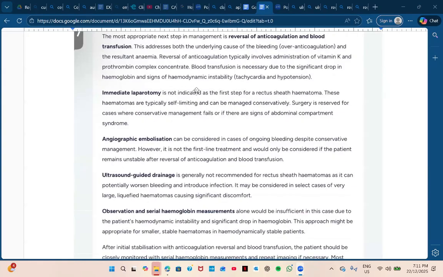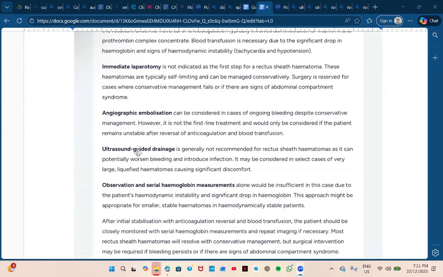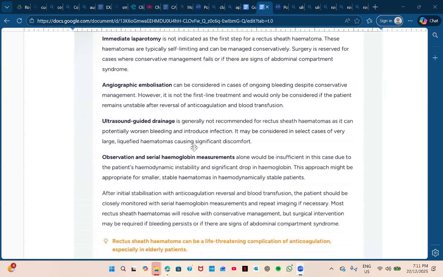And immediate laparotomy is not indicated as the first line for a rectus sheath hematoma. These hematomas are typically self-limiting and can be managed conservatively. Surgery is reserved for cases where conservative management has failed or there are signs of abdominal compartment syndrome. And ultrasound, we are doing drainage here.